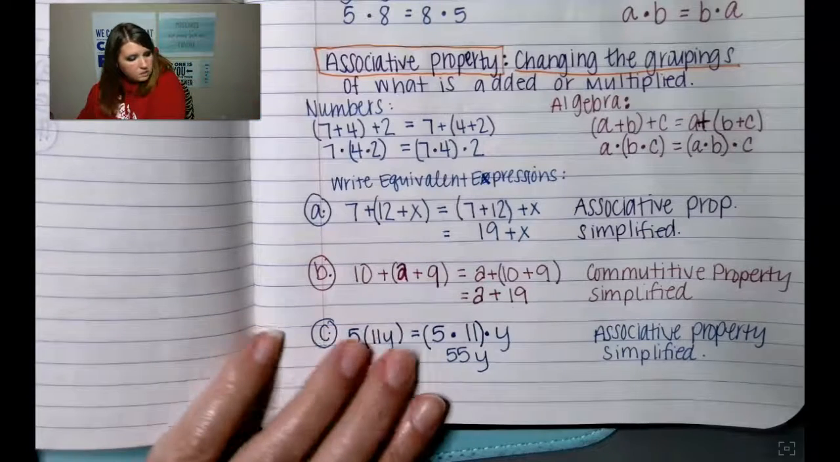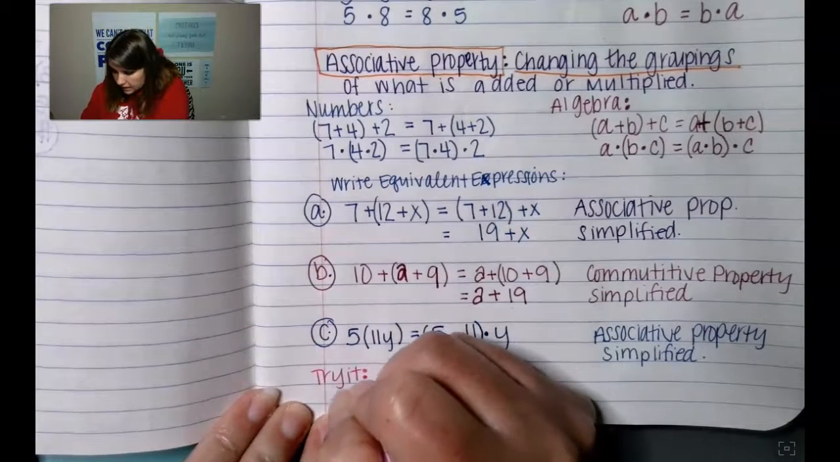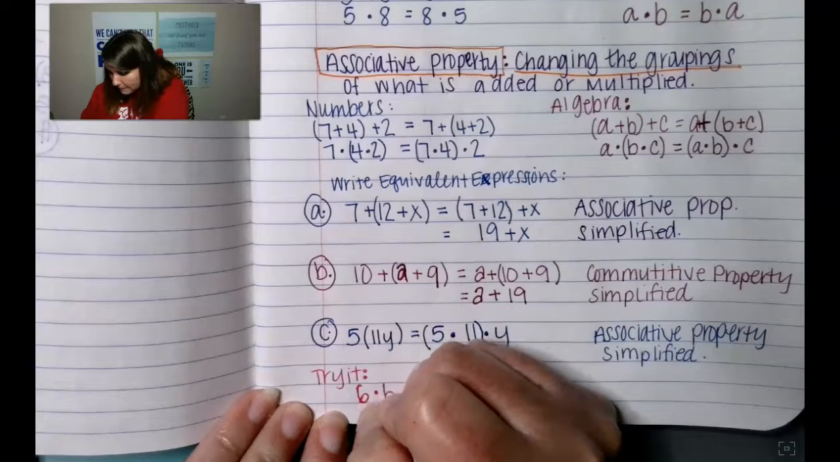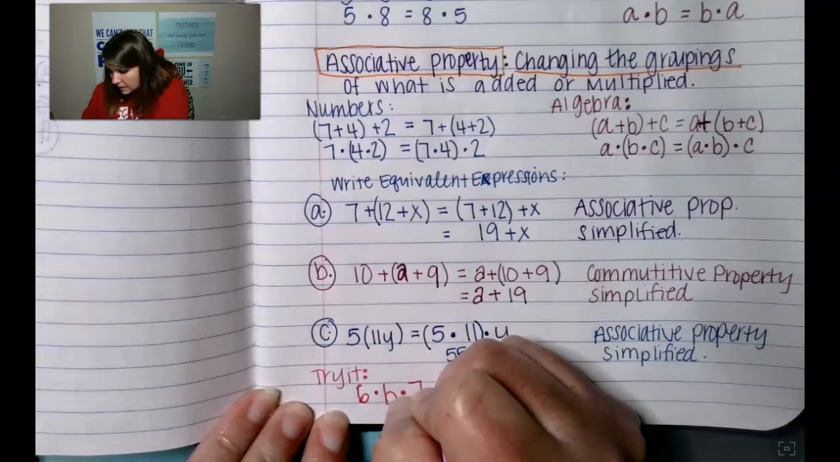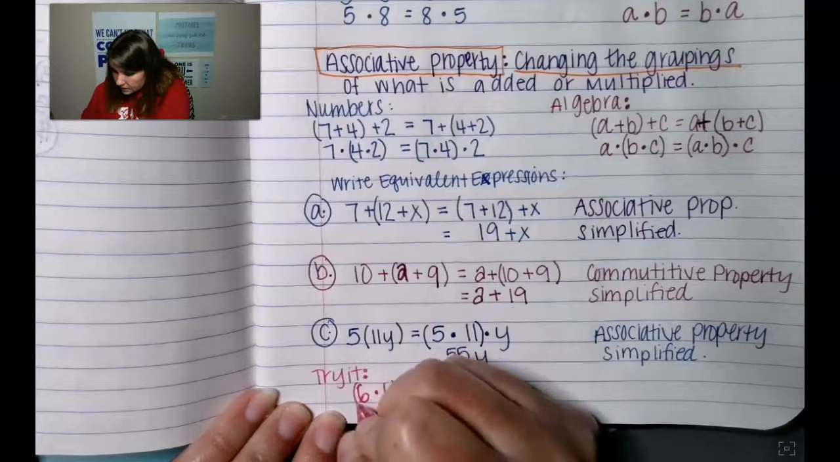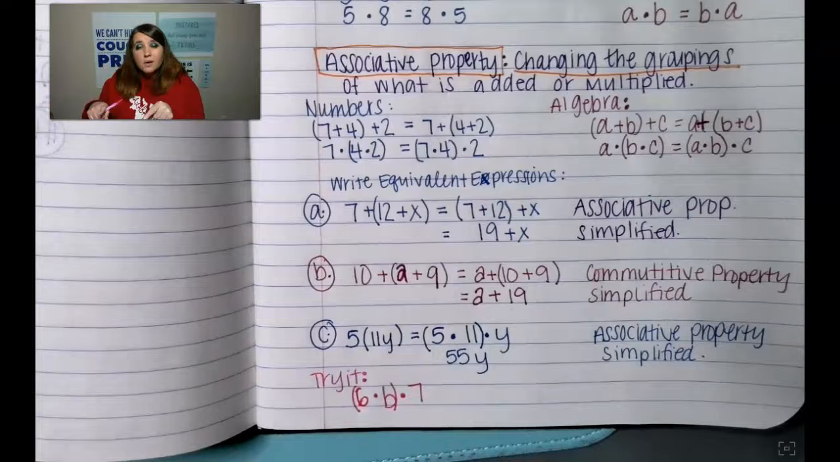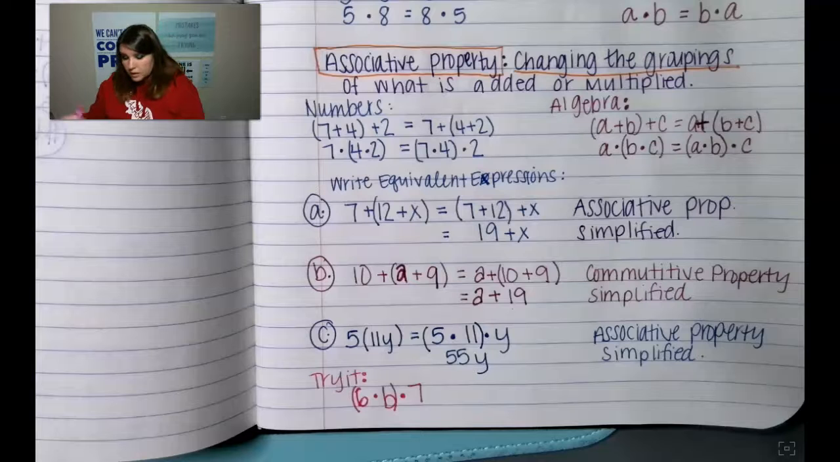Okay, I want you to do this one. 6 times b times 7. All right, hit pause right now, otherwise you're going to hear me do the try it, and you don't want to hear this. So hit pause right now so that you don't have to hear what's about to happen until you're ready to hear what's happening. Okay, here it goes.